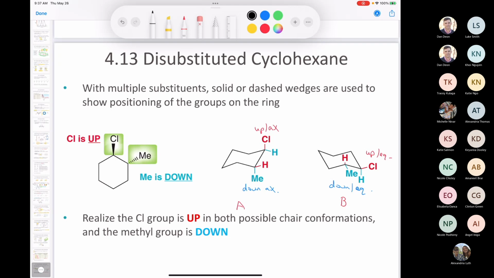The reason it lies mostly to the side of B is that, remember, in A we have these 1,3 diaxial interactions between the axial groups and the axial hydrogens. We have these steric repulsions between the methyl group and these hydrogens, and the chlorine and these hydrogens. Whereas in B, where the two substituents are both equatorial, we don't have any of those 1,3 diaxial interactions. And so B is going to predominate at equilibrium.